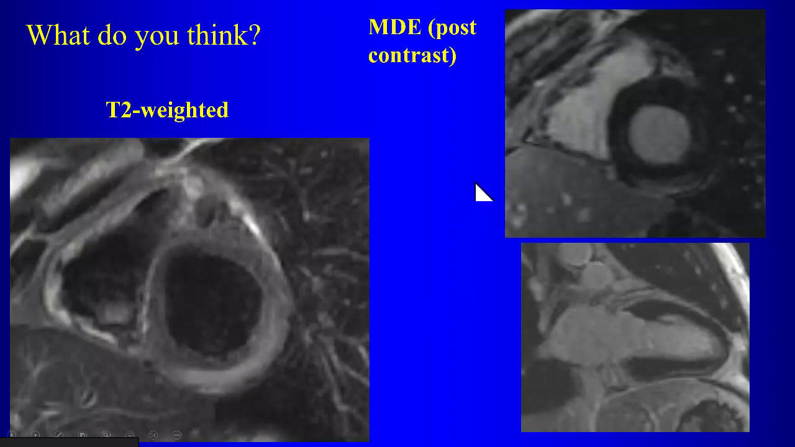And on the post-contrast sequences, do we have any areas of abnormal enhancement? Particularly, look where we have the edema. So we do see abnormal enhancement in the same region, right there. So the first thing you were thinking about was myocardial infarction. So is this a myocardial infarction?